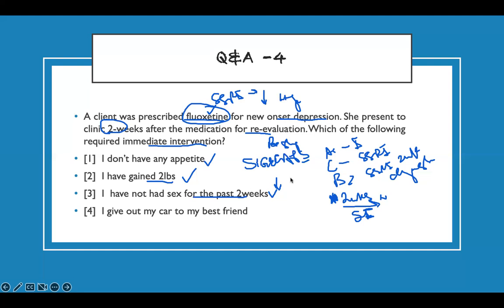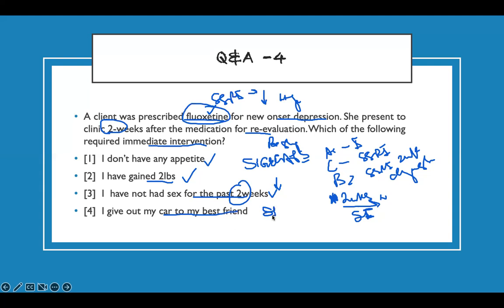If it occurs over 30 days, then you can change the medication, but 2 weeks is fine. The 2 weeks mark is always suicide. So I'm looking for a suicide answer. I give out my car to my best friend. You ask yourself, how does this relate to suicide?